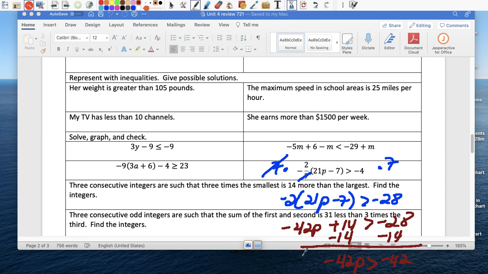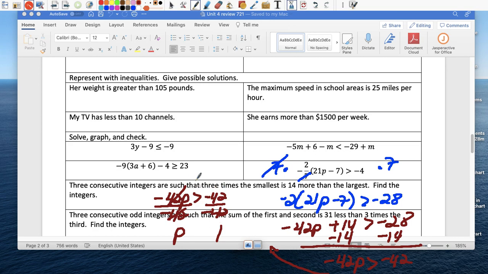Now, I'll continue over here. So I'm going to divide both sides by negative 42. So let me write the inequality. So negative 42p greater than negative 42. If I divide both sides by negative 42, right? Negative divided by negative is a positive, so I get my p. On the other side, negative 42 divided by negative 42 is a 1.